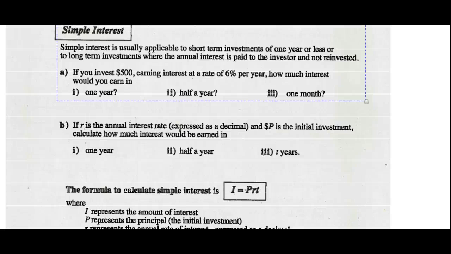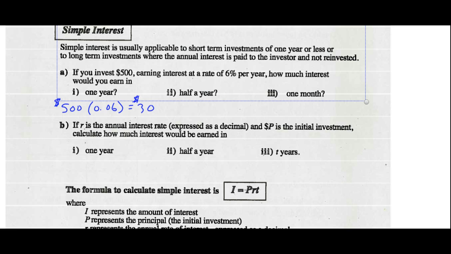So if you invest $500 earning interest at a rate of 6% per year, how much interest would you earn in 1 year? Well, you got $500, and multiply that by the interest as a real number, 0.06. So that should give you $30.